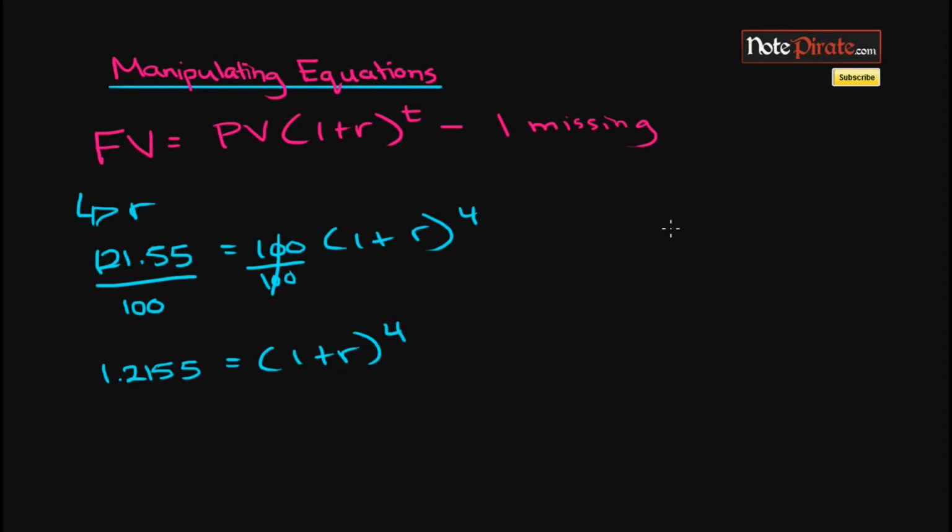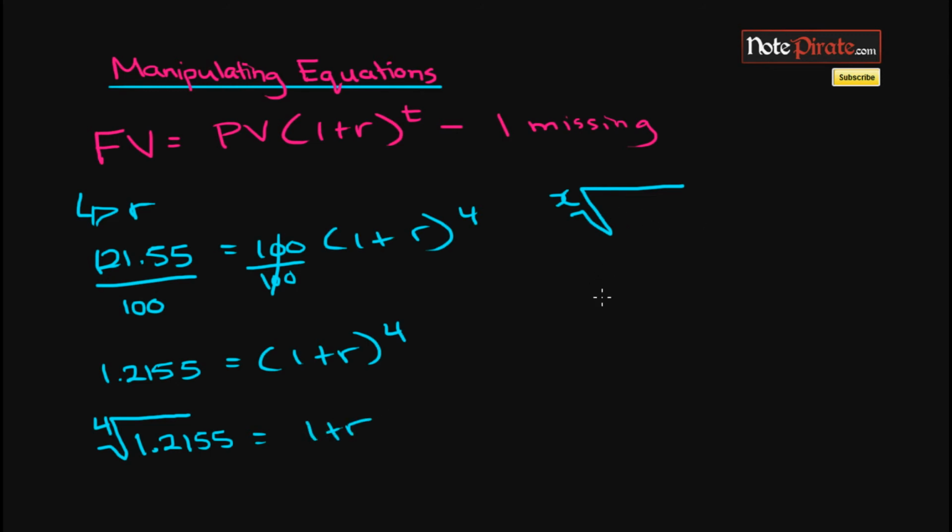Next step, we're going to find the quartic root, which means we're going to be looking for a button like this on our calculator. And that way, we'll set it up like this. So the quartic root just stands for a variable that is to the root, or to the power of 4. And we'll put the 1.2155 inside, and we'll be left with 1 plus r on the right side.